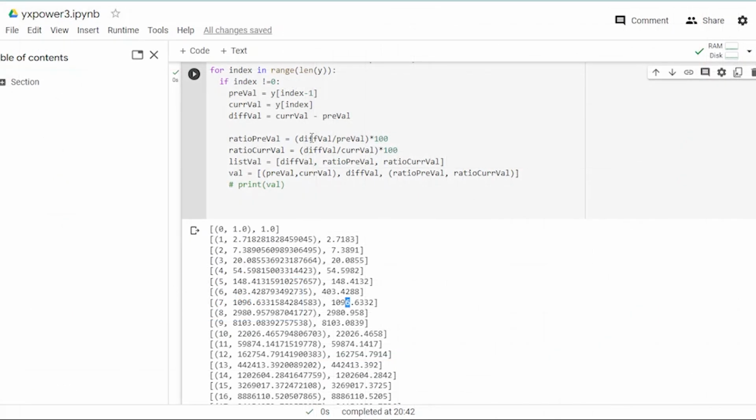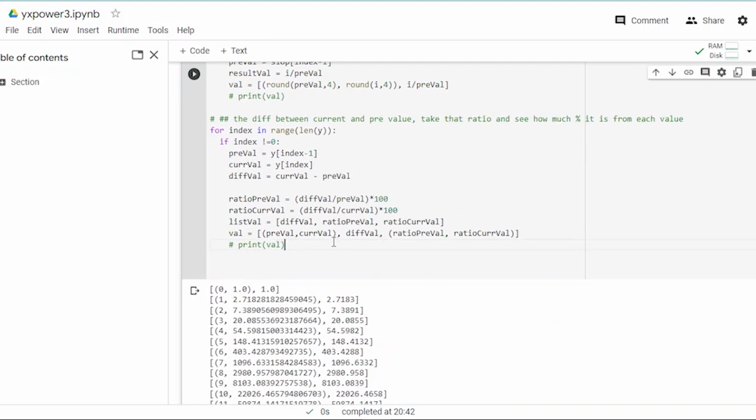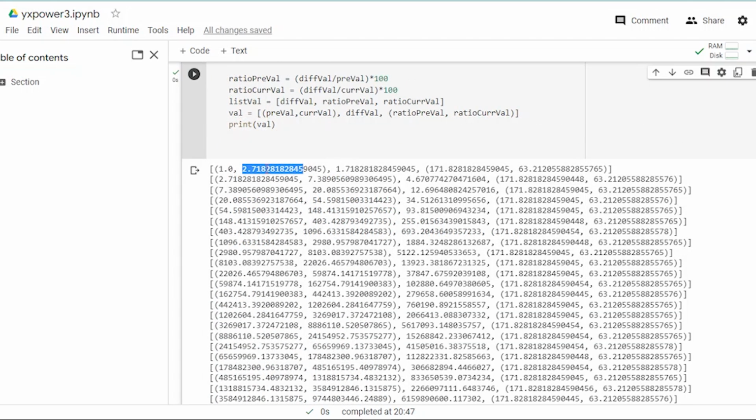The next thing I would like to show you before we close down on this section is related to the ratio difference. The difference between this and the previous value of y is 171% of the first value, and from the second value, it is 63.21%. That always will be 171.82% of the first value, 63.21% of the second value.